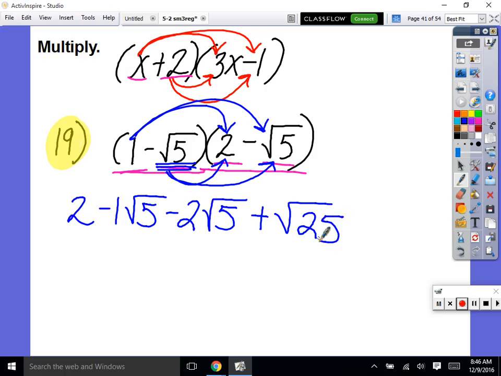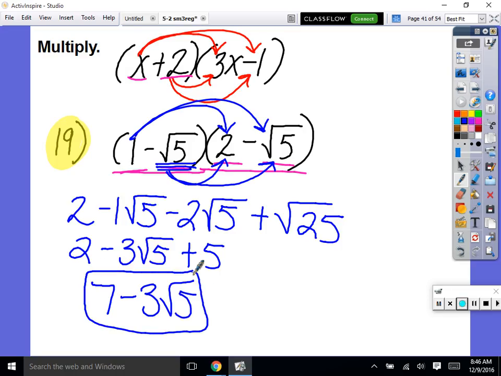So now you're going to simplify what you can. We have 2 minus 3 square roots of 5, and then we have plus 5. Isn't the square root of 25 5? So combine like terms. 2 plus 5. We always read these from left to right. People will see the negative in back of the 2 and think that's negative 2. That's positive 2 plus 5. That's 7, correct? So we'll have 7 minus 3 square roots of 5.